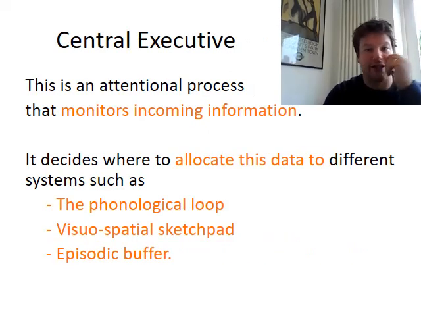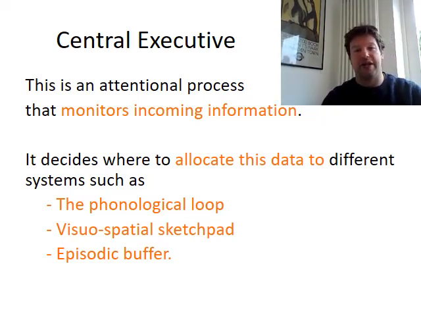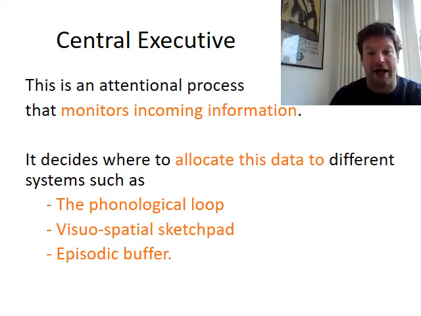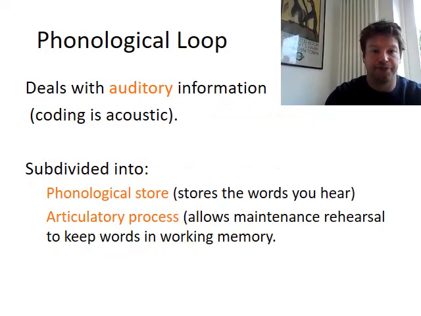Okay, first one to get, central executive. This monitors incoming information. Maybe a clue in the word executive, it basically controls all of the other, what you sometimes hear called slave systems. So it's at the top, deciding where to send information, where to focus information. When you look at what you've drawn out, you can see that it's at the top and it's deciding what flows down. So it's monitoring all the information. It allocates this data to different systems of those 3 areas.